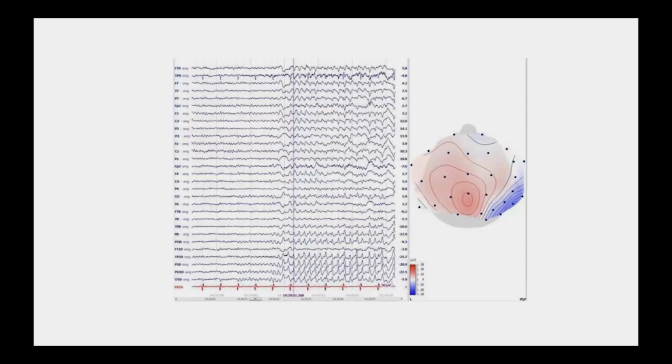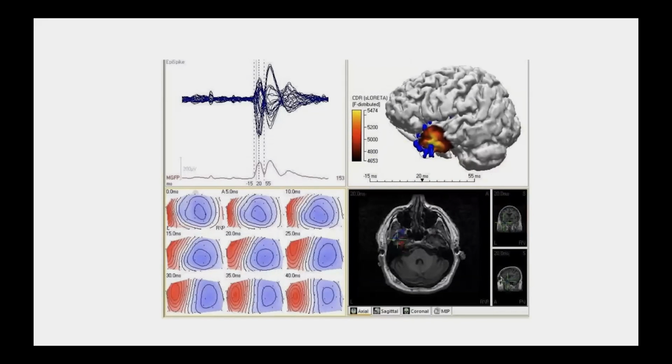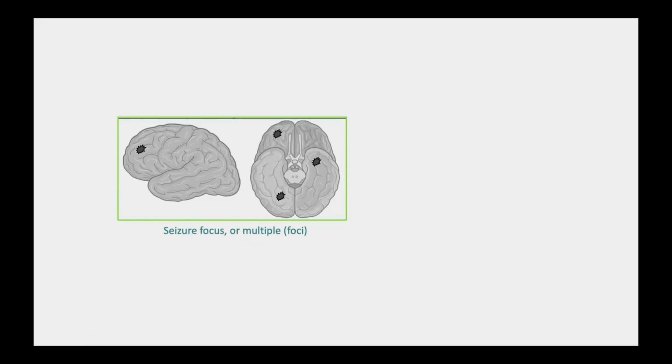But what do we do then? I mentioned epilepsy surgery, so where do these studies get us? Well, these are just a couple more examples of the source localization. Just wanted to show. It's really nice. It helps us map things in 3D that way with scalp EEG. So hopefully we can pinpoint just one seizure focus.